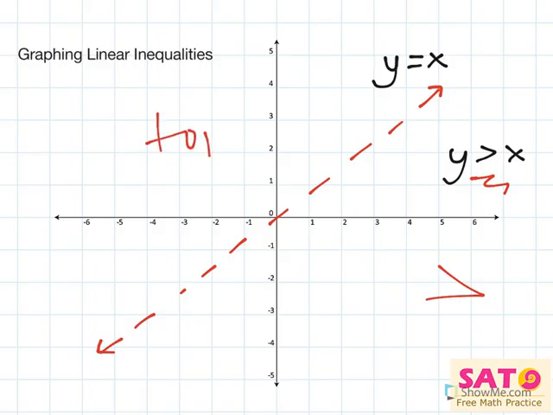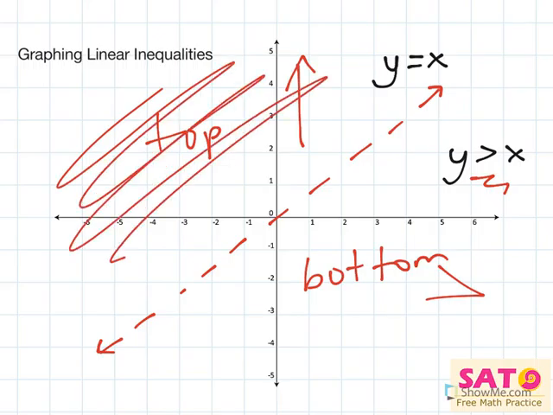So let's call this top and this bottom. Because it's y is greater than x, everything greater in y will be shaded. So here, yes, this side will be shaded. If it was x is greater than y, then it'd be the bottom.